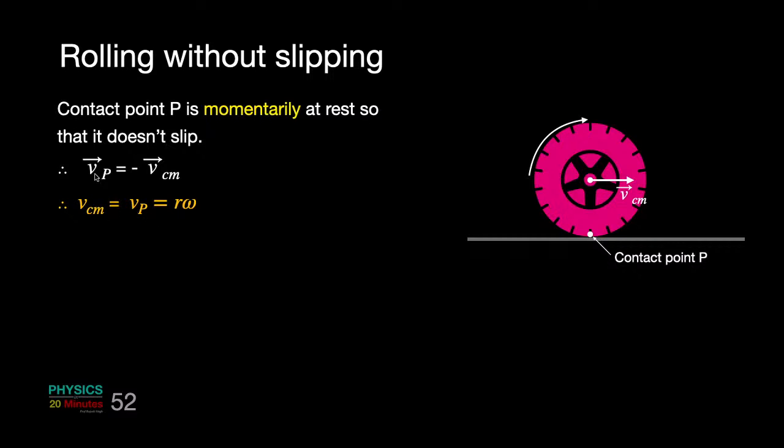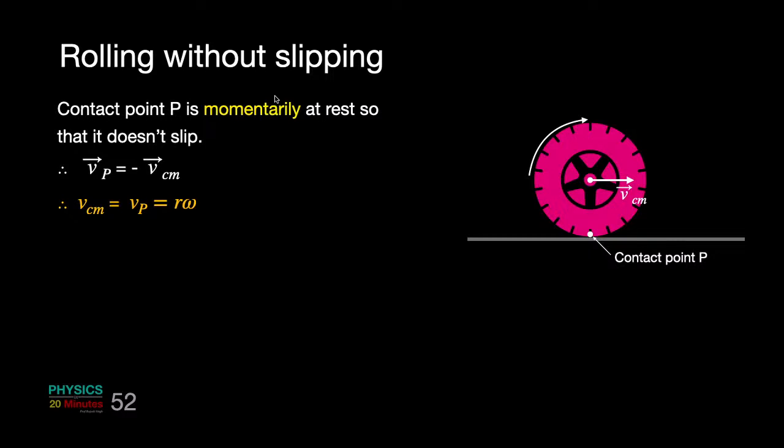Why? Because unless these conditions are satisfied, the net speed of particle P will not be zero and it will not be at rest momentarily. Since it has to come to rest with respect to the ground, its forward velocity and reverse velocity vectors cancel out. So if this situation is satisfied, then it is called rolling without slipping.